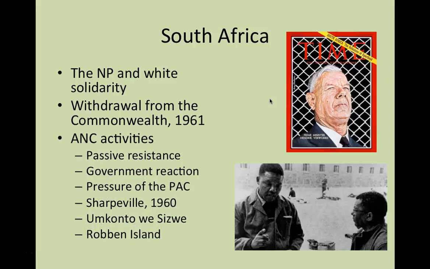Now, the chief vehicle for resistance was the African National Congress. It wasn't the only one. In fact, a party known as the Pan-African Congress, which is really kind of an outgrowth of this whole Pan-African movement in Africa in the 1940s and 50s.